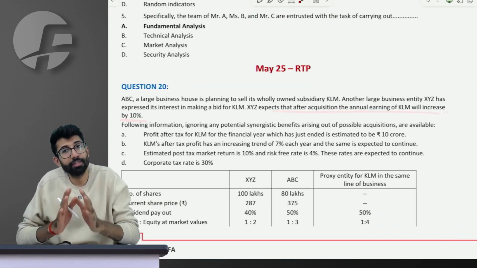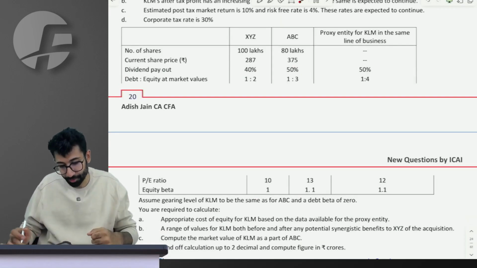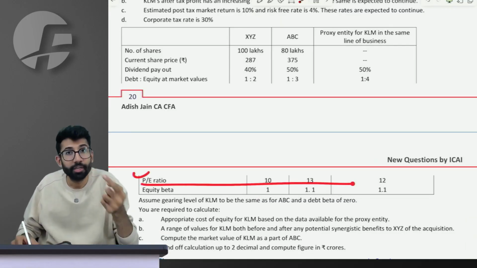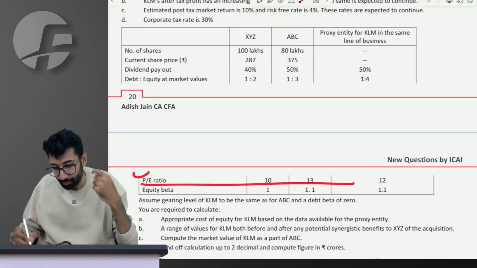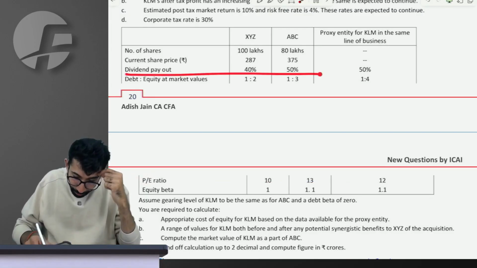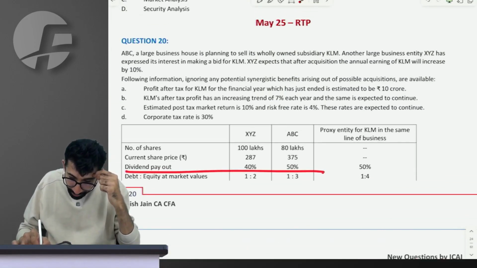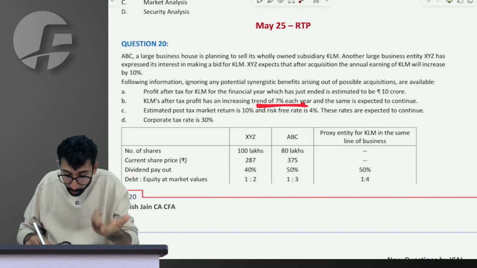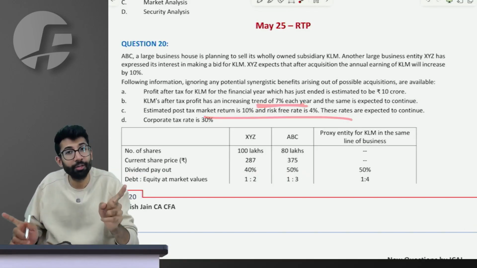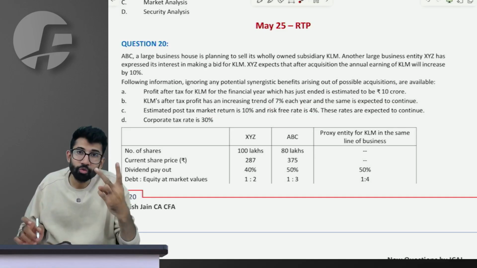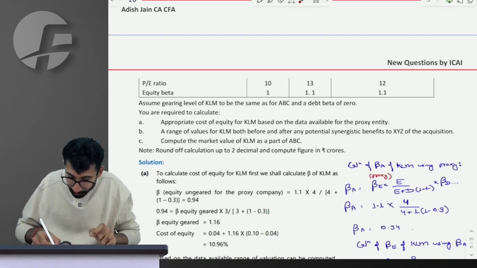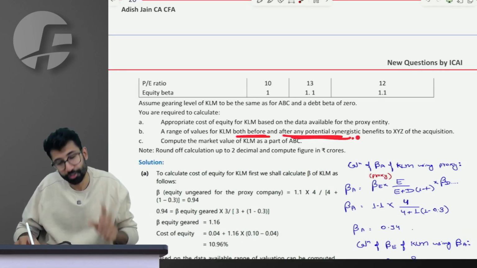Now, what are the possible ways to do the valuation? Sir, we have been given the PE ratio. Can we do the relative valuation? Yes, possibility one. Sir, we have also been given the payout ratio, the growth rate, and the cost of equity. Can we apply the dividend valuation model? Yes. These are the two models we have to apply for both cases, without synergy benefit and with synergy benefit.